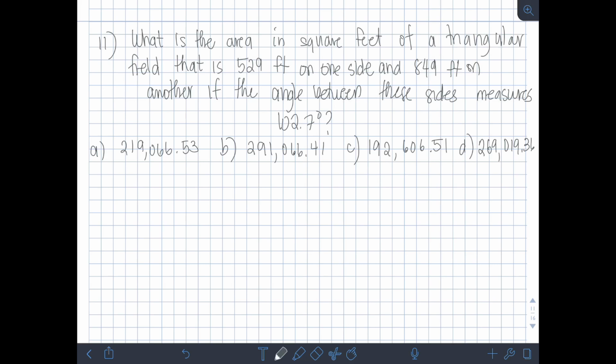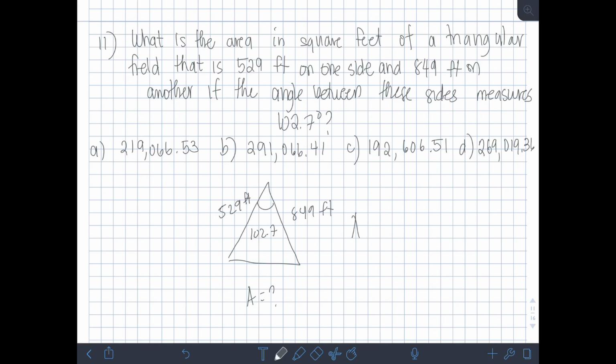Okay? Next, we have what is the area in square feet of a triangular field that is 529 feet on one side, 849 feet on another, if the angle between these sides measures 102.7 degree. Okay, so area lang yung hahanapin natin dun sa triangular field. So, given daw ng dalawang sides, yung triangular field na 529 feet, tsaka 849 feet, tapos yung included angle sa kanila ay 102.7. Ano daw yung area nitong field?